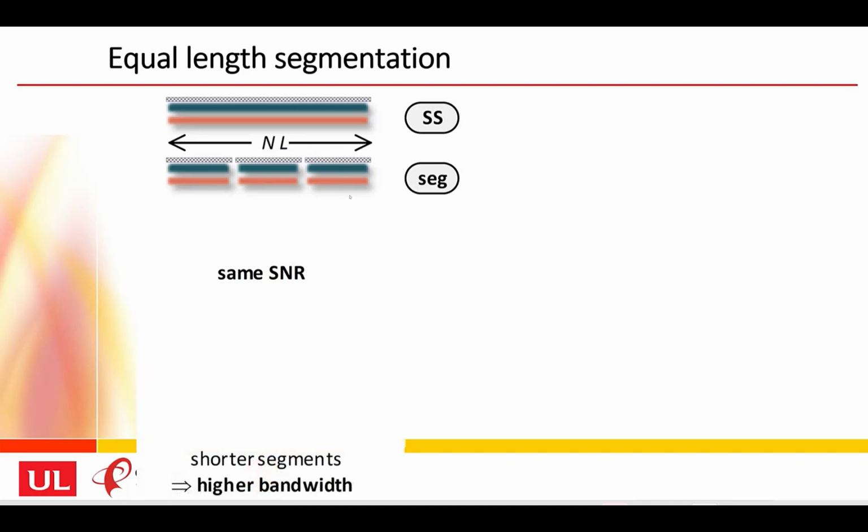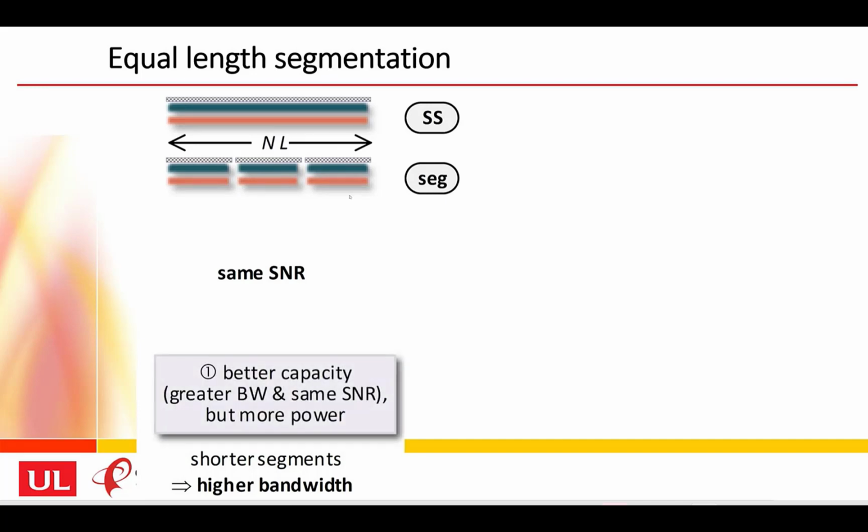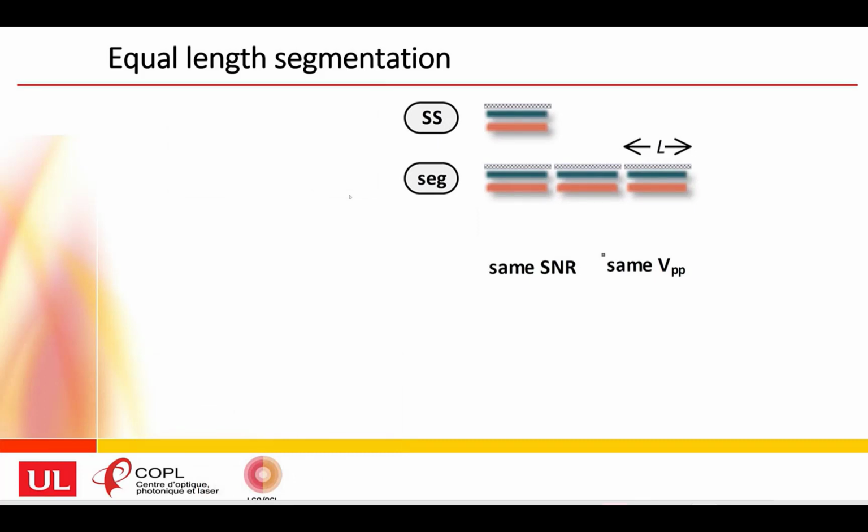So I did this strategy to have higher bandwidth, which is the title of the talk, so this is going to be the one I'm going to concentrate on. So I get better capacity, greater bandwidth for the same SNR, but of course I'm consuming more power. There's nothing for free. But if I go to the other case, I'm going to compare apples and apples, and I'm going to compare oranges and oranges.